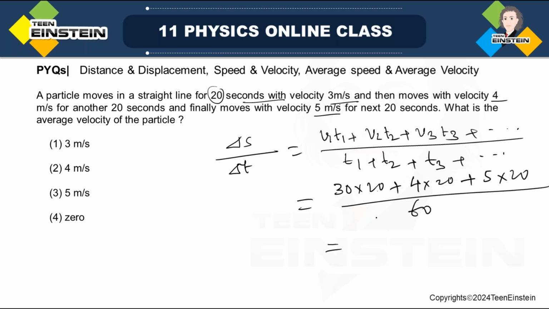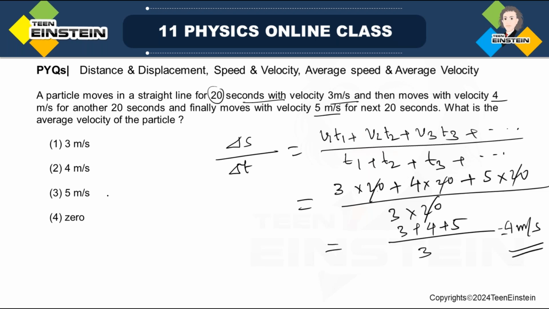Now we have to see 60 here, 20 into 3, so 20 into 3, 20 into 3, so this can cancel. So I have got here 3 plus 4 plus 5 divided by 3, so this is 12 by 3, 4 meter per second. Option 2 will be the correct answer for this question.